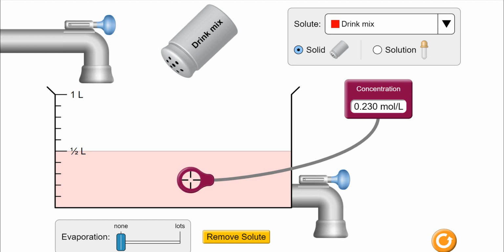What's going to happen to this concentration as I drop in more drink mix? Well, as long as I don't change the pool size, all that's going to happen is I'm going to dissolve more.